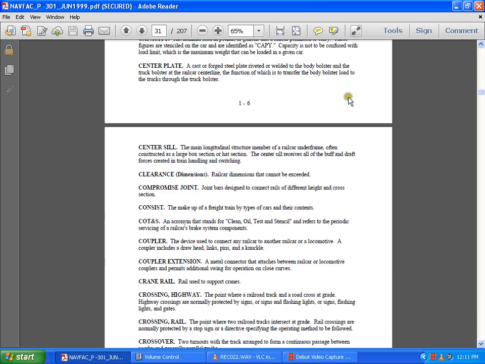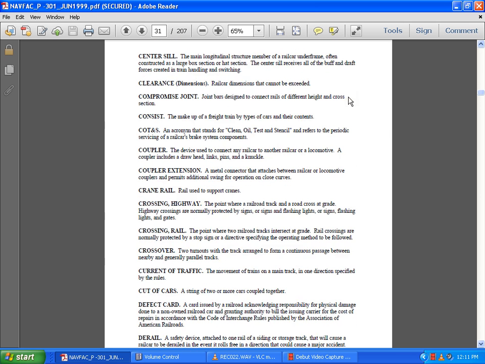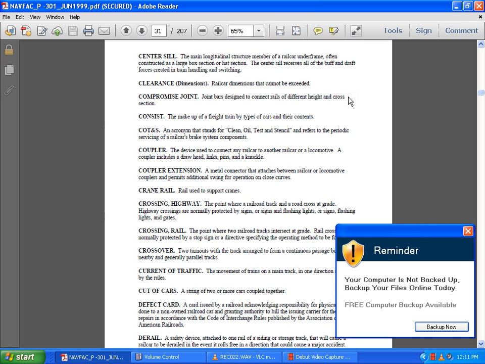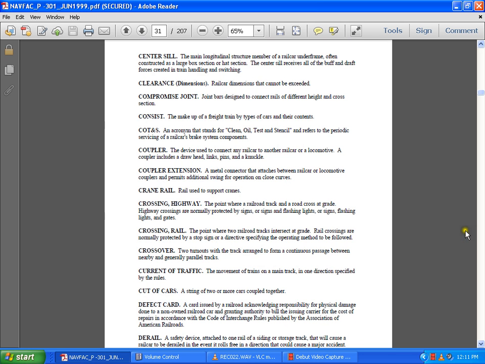The center sill, the main longitudinal structure member of the railway car underframe, often constructed out of a box section or a hat section. The center sill receives the buff and draft forces created in train handling and switching. Clearance is a railway dimension that cannot be exceeded. The compression joint is the joint designed to connect rails of different height and cross sections.